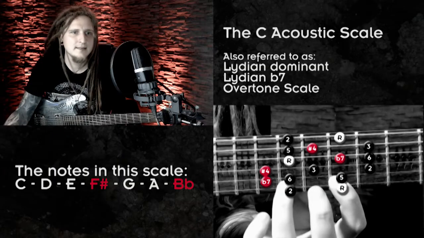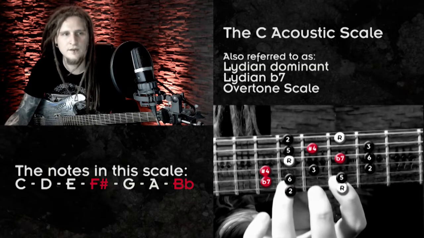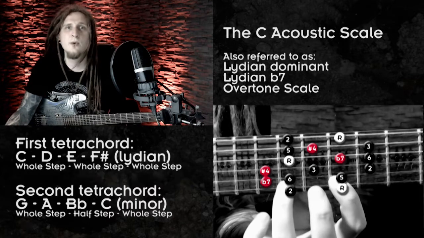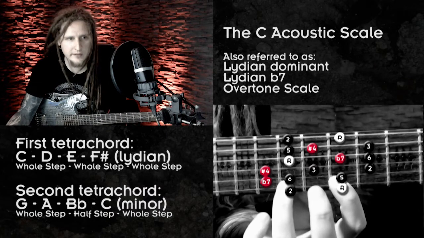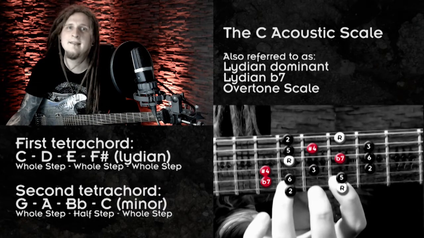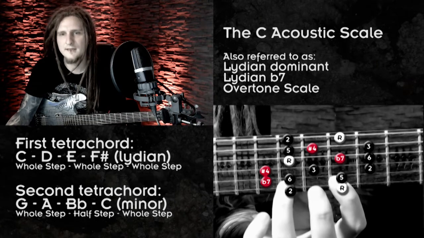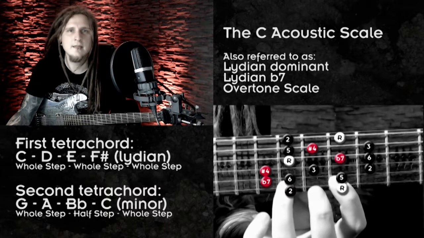So basically we can see the acoustic scale as a mix of Lydian and Mixolydian, since it features both of these characteristic intervals that make the sound of these scales. Another way we could look at this scale is by analyzing the tetrachords. The first one consists of the notes C, D, E and F sharp, making it Lydian as we already know, 3 whole steps. But the second tetrachord is G, A, B flat and C, so its attributes fit the minor scale: whole step, half step, whole step.